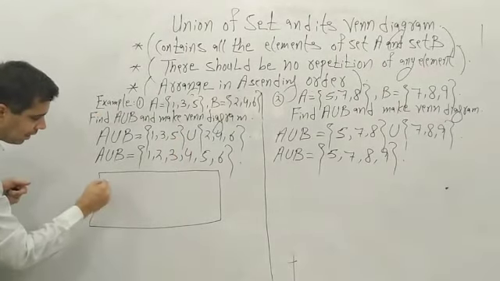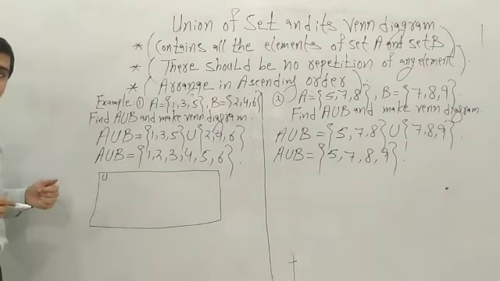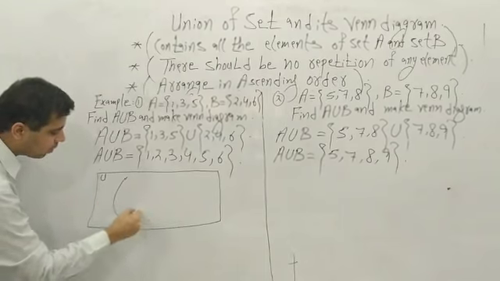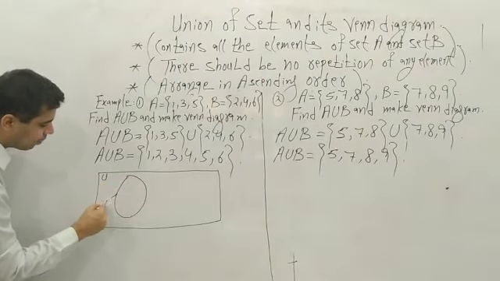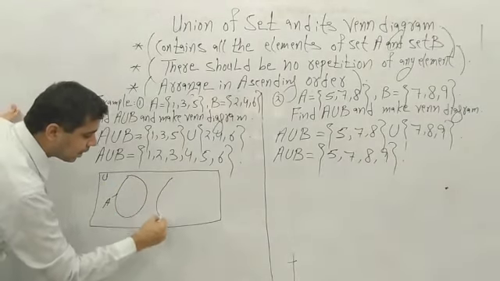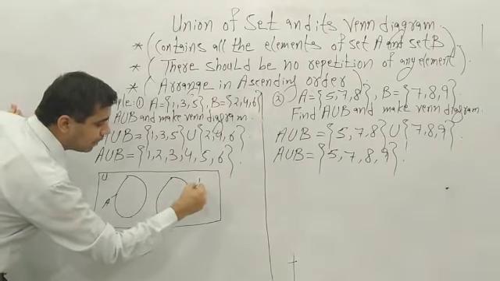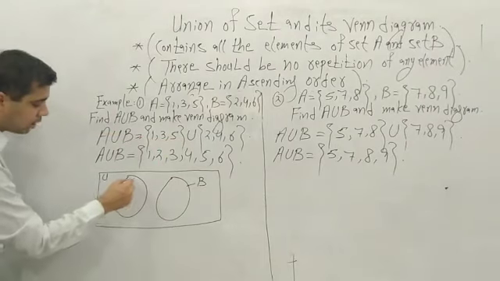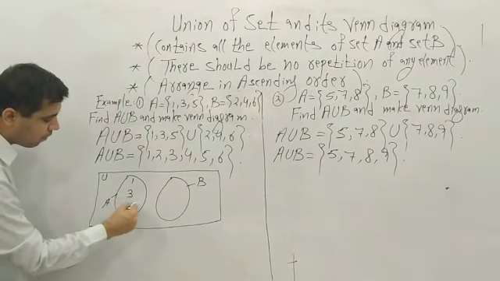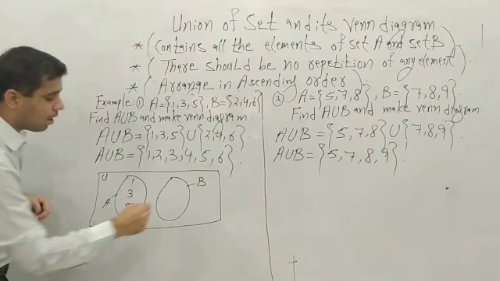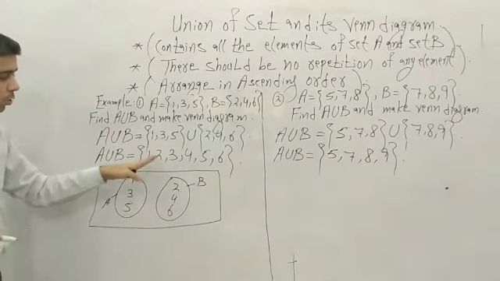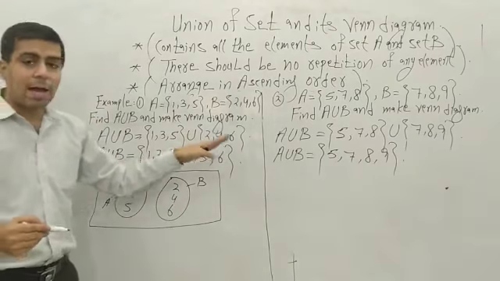So this rectangle is actually known as the universal set, so we have put the sign of the universal set. Then the first circle we will make, and the name of this set will be A, and the second circle we will make will be known as set B. Now what are the elements of A? Those are given here: 1, 3, 5, and the elements of set B are 2, 4, 6. Now the answer you got is 1, 2, 3, 4, 5, 6.